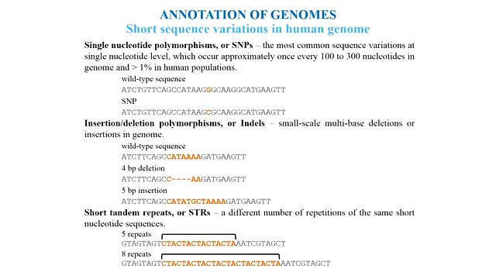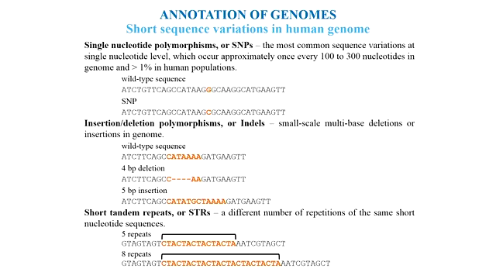If the genome is assembled, we can now look at the variability of the nucleotide sequence. In our discussion, we confine ourselves to one group of variability, which is called short sequence variations. This group of variability includes three types of variations. The first type is single nucleotide polymorphism, or simply SNP. SNPs are the most common sequence variations at single nucleotide level that occur approximately once every 100 to 300 nucleotides in genome and less than 1% in human populations.